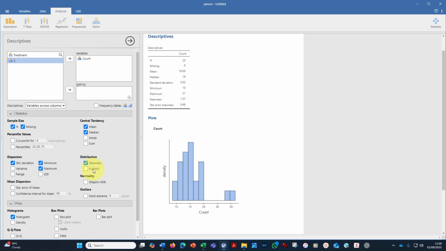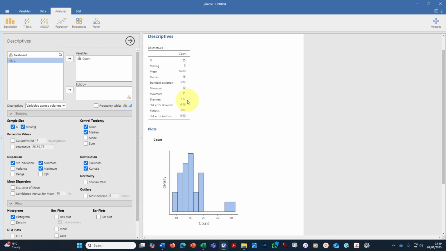If we look at kurtosis, which is looking at the height of the curve as opposed to that skewness, it's the same. We look at the value divided by the standard error, same 1.96 figure, and again it's well over that threshold. So we don't think this is normally distributed because of these two values.